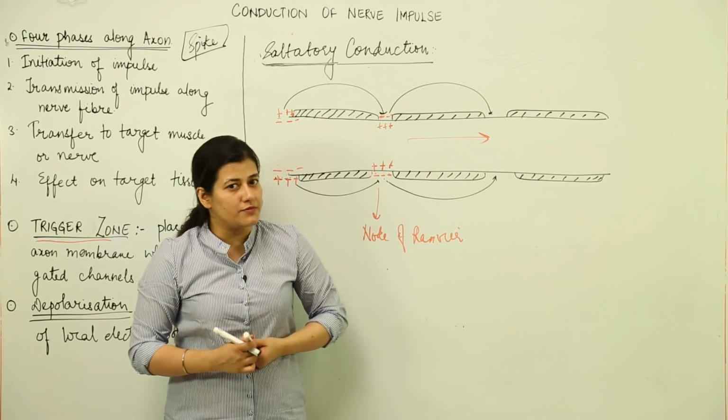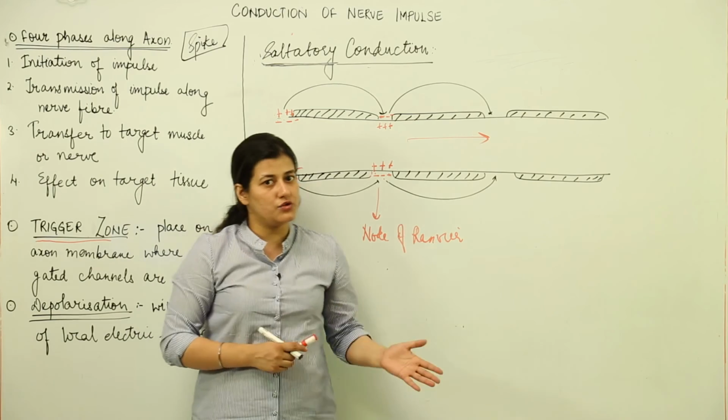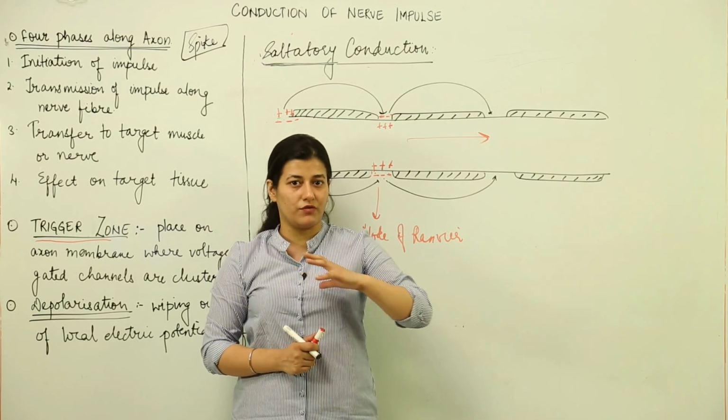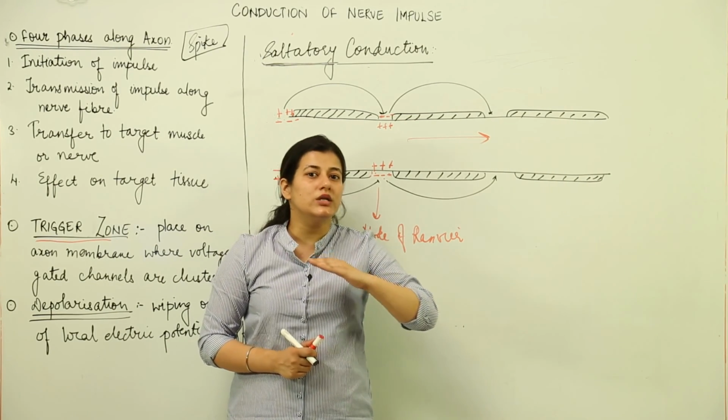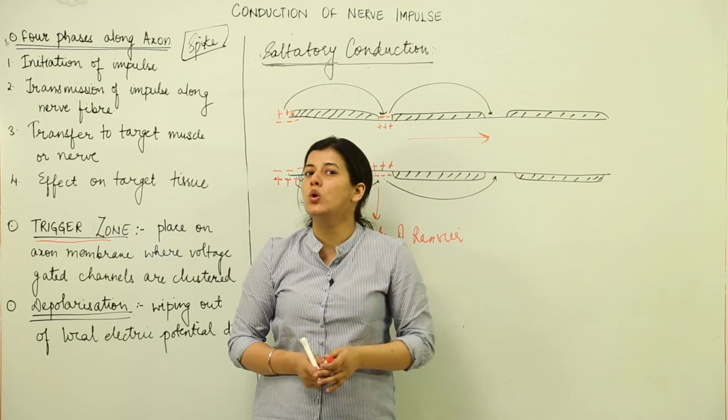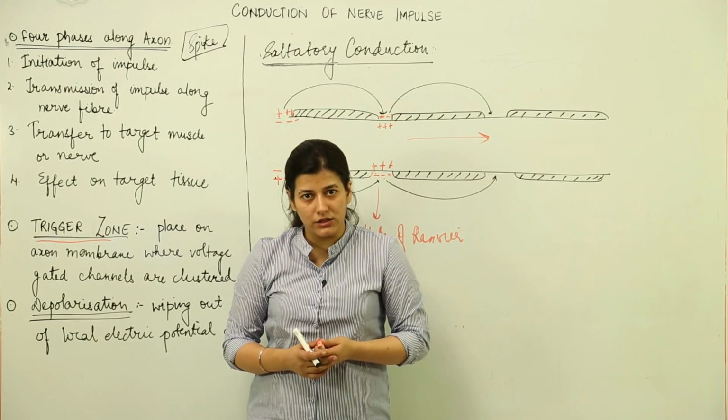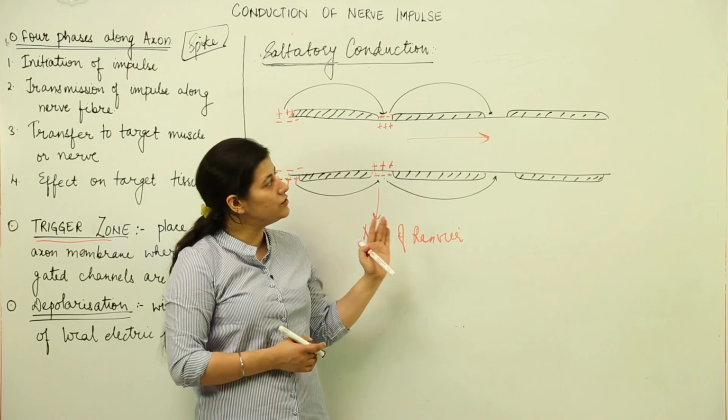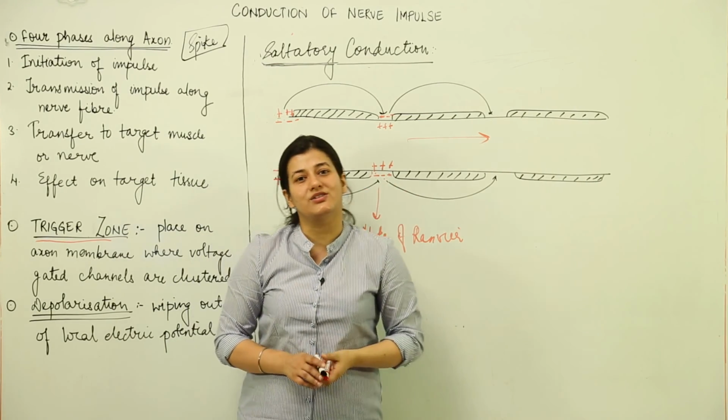So there are two types of conductions. One is the one which we talked about, normal conduction, that is the wave of depolarization going along the axon completely, in the case of non-myelinated neurons, and in the case of myelinated neurons there would be saltatory conduction that would be seen.